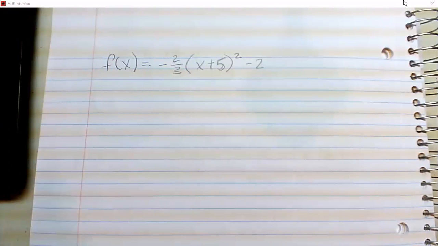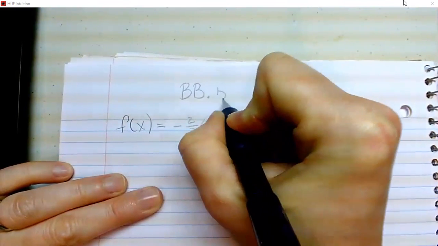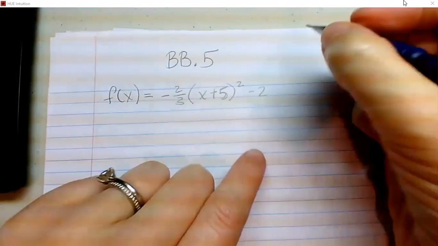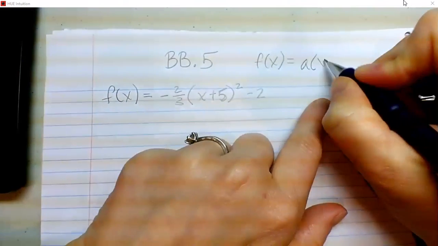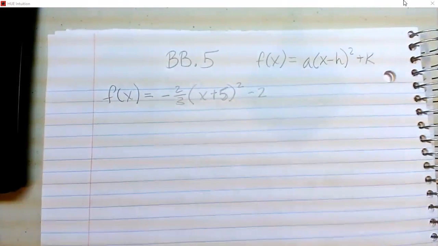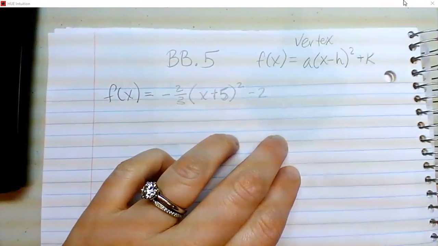Okay, so I pulled some problems from IXL, some that I saw were being missed, and this is BB.5, and so you are graphing using the vertex form of a quadratic. All right, so remember, vertex form is f of x is equal to a times (x minus h) squared plus k. So that's vertex form of a quadratic.